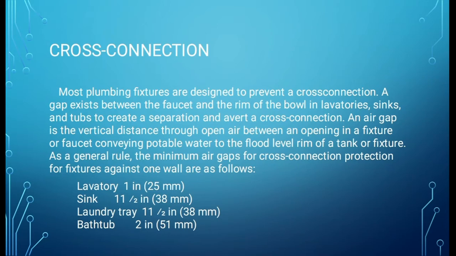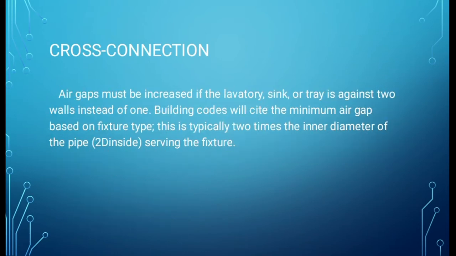So, ito po yung mga method to avoid cross connection. Kailangan po nating bigyan ito ng pansin as stated din po sa plumbing codes and regulations natin. Air gaps must be increased if the lavatory sink or tray is against two walls instead of one. Building codes will cite the minimum air gap based on fixture type. This is typically 2 times the inner diameter of the pipe serving the fixture.